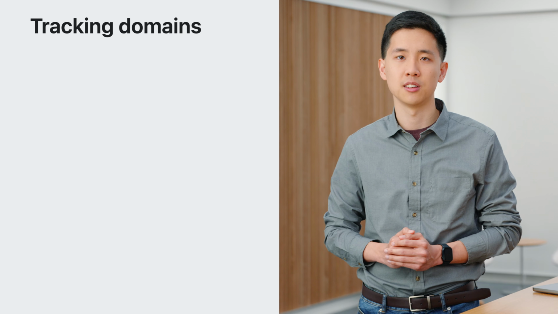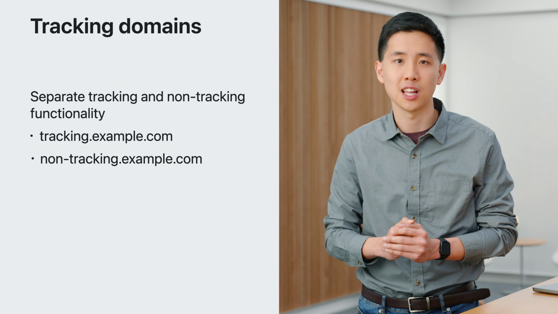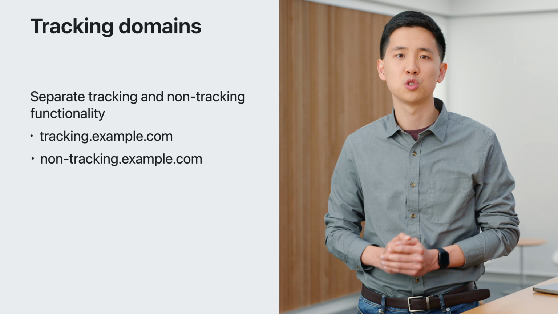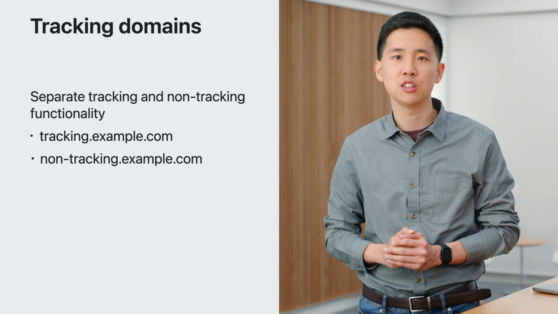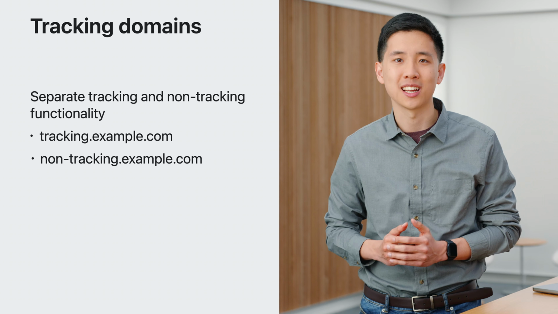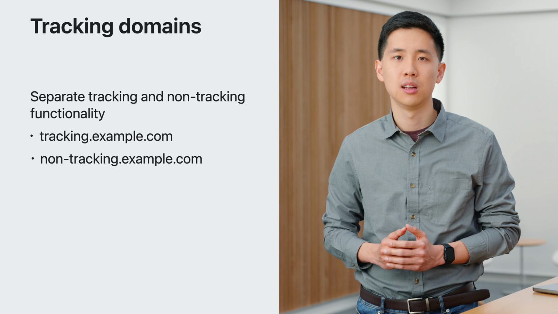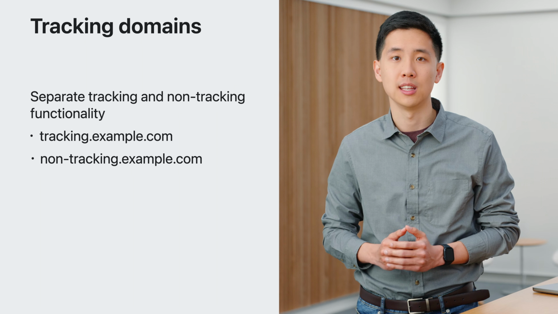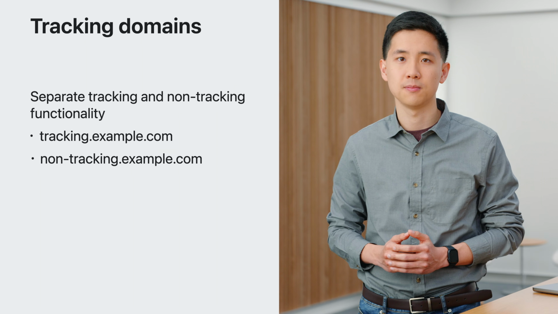In some cases, domains may be used for both tracking and non-tracking functionality. An approach that you or a third-party SDK developer could take is to separate the functionality into different hostnames. For example, you can host tracking functionality at tracking.example.com and non-tracking functionality at non-tracking.example.com. Then, declare tracking.example.com as a tracking domain in the privacy manifest.